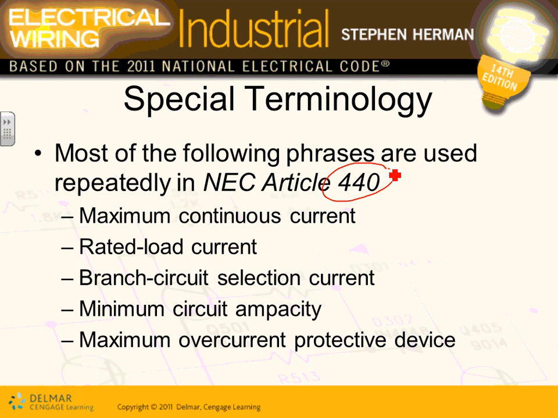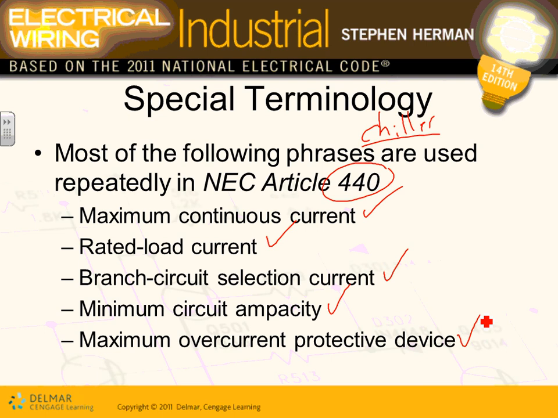Okay, there are a few things that you have to know about this. Typically for the chillers, we're talking about chillers here. Maximum continuous current is the highest amount of current that the equipment can work at before it fails. The manufacturer will decide the maximum continuous current, and we'll talk about this one. The others are called rated current, load current, branch circuit selection current, minimum circuit ampacity, and maximum overcurrent protection device. We're going to go over them in a little more detail in a second.